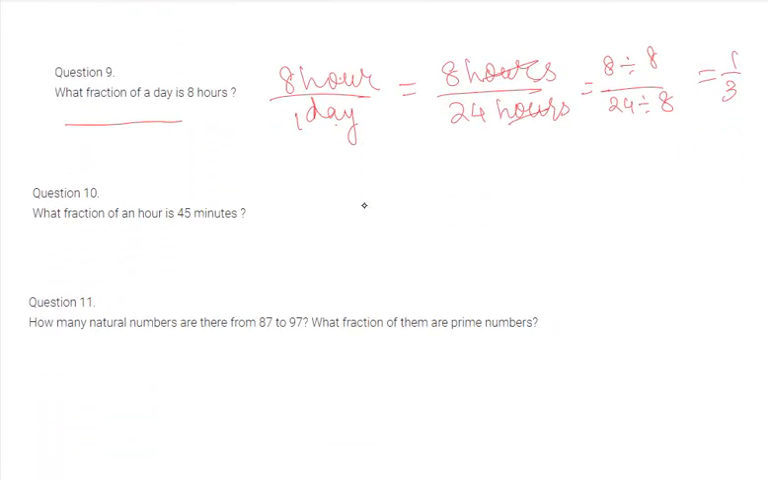What fraction of an hour is 45 minutes? In the same way, 45 minutes by 60 minutes because 1 hour has 60 minutes. So this becomes 45 by 60. I can divide this by 5 and 3 both. So this is divisible by 15. So that is 3 out of 4.